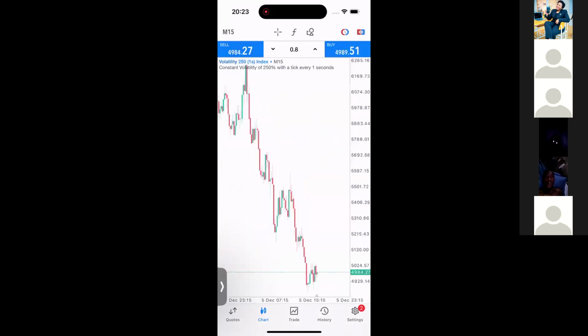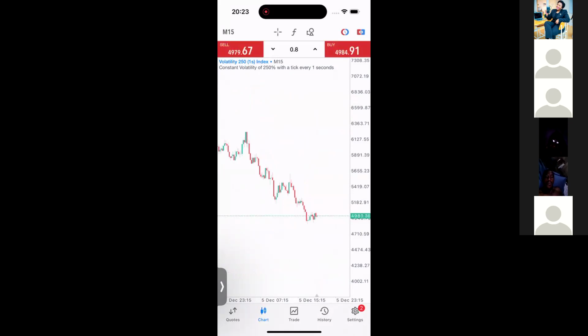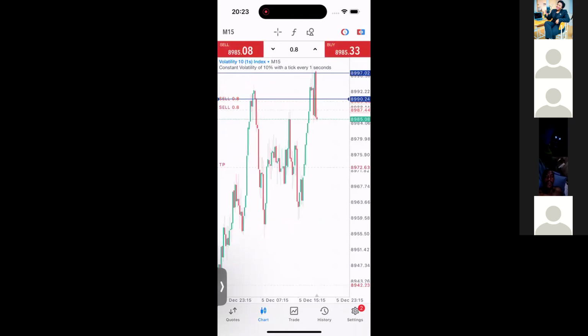Sell 251S. Then I put sell limit 5215. SL, which is stop loss, to be 5310.86. Then TP1 at 4929.14 and TP2 at 4474.45. That's the signal. Sell V251S. Sell limit, stop loss, TP1, TP2, all parameters are being given.